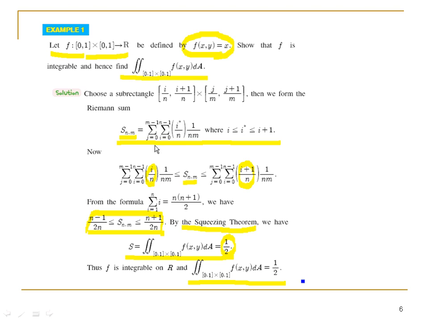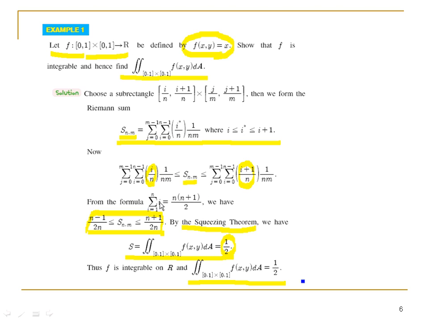Then this partial sum, since this is a strictly increasing function, satisfies this inequality: it is at least the value at i over n, and less than or equal to the value at the point i plus 1 over n.